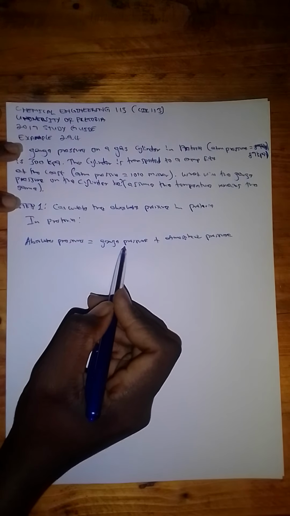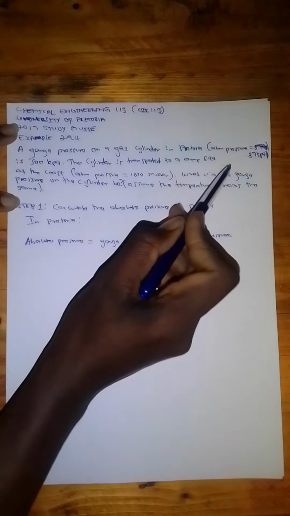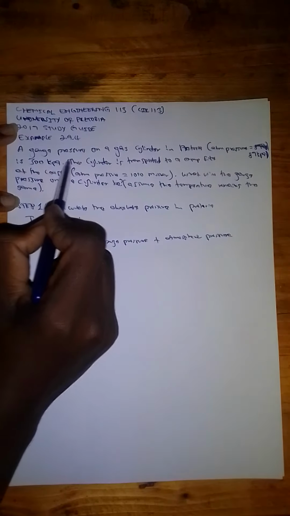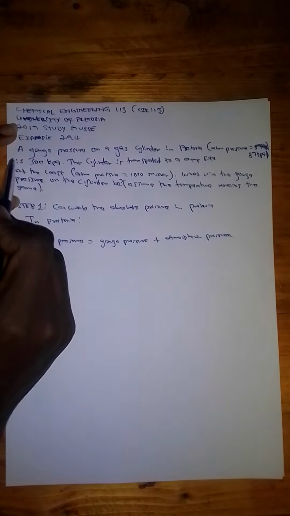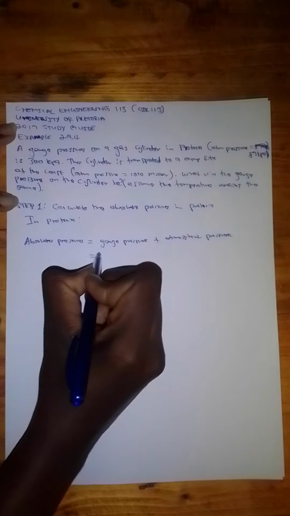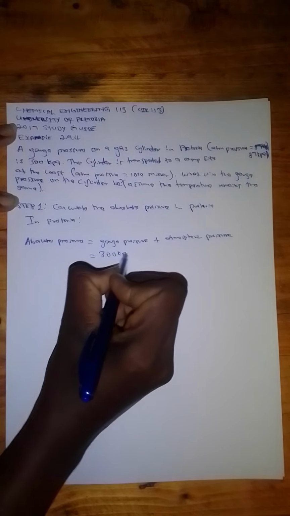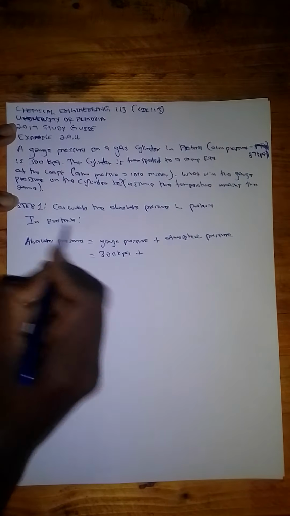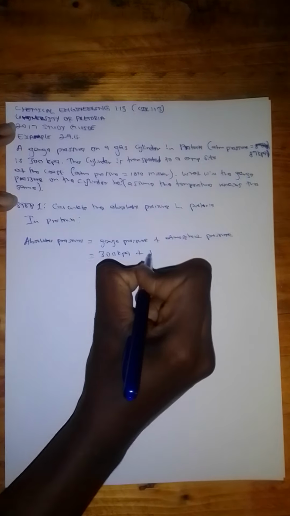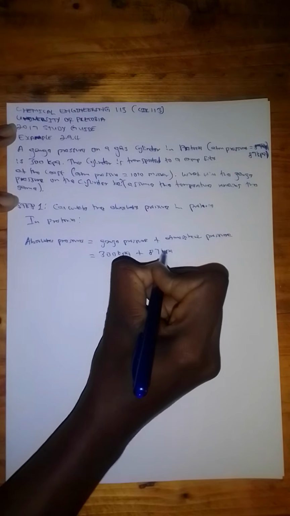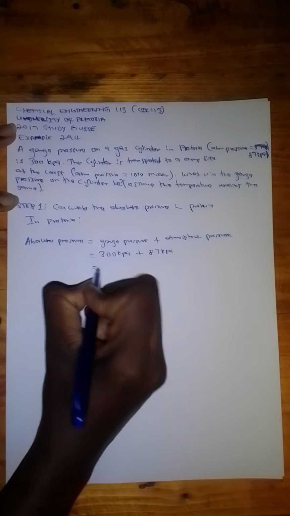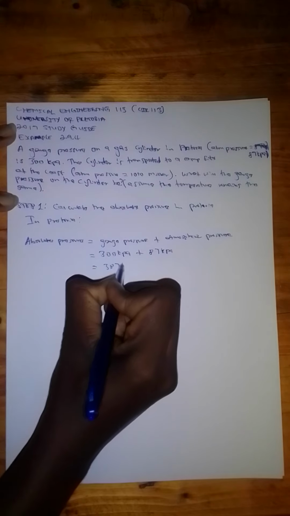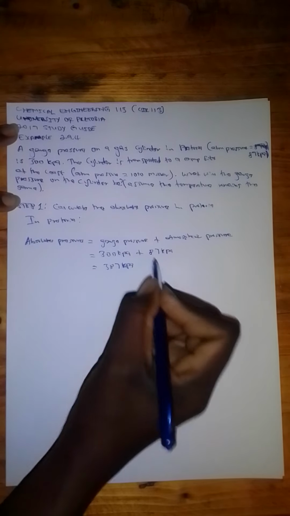Now we know that our gauge pressure is 300 kilopascals, which means we're going to be saying 300 kilopascals plus our atmospheric pressure in Pretoria, remember, it's 87 kilopascals. This means our absolute pressure equals 387 kilopascals. So that is our first step where we calculated the absolute pressure.